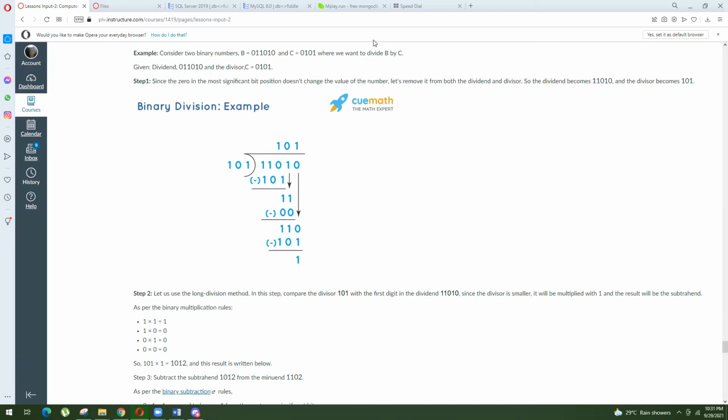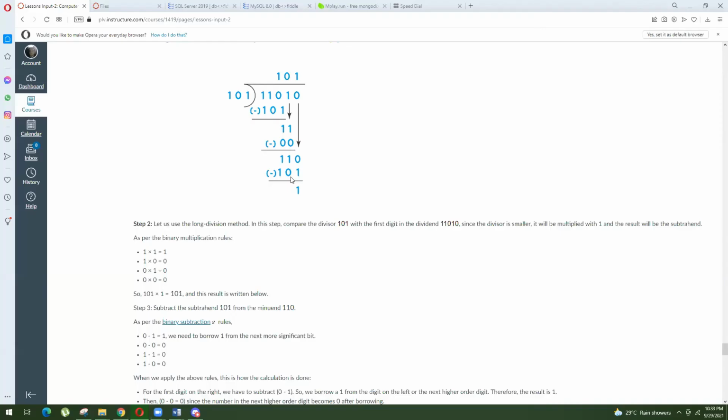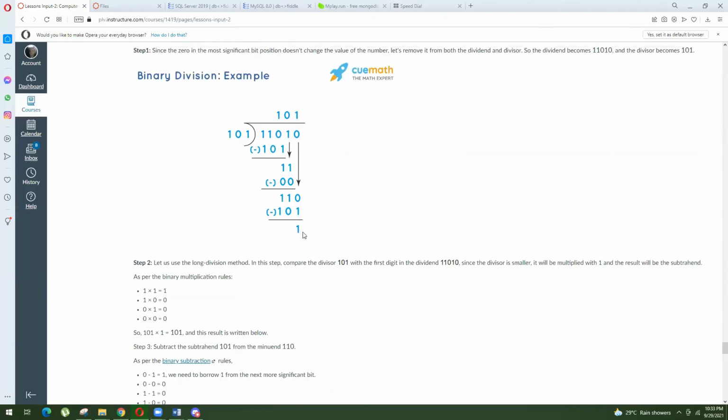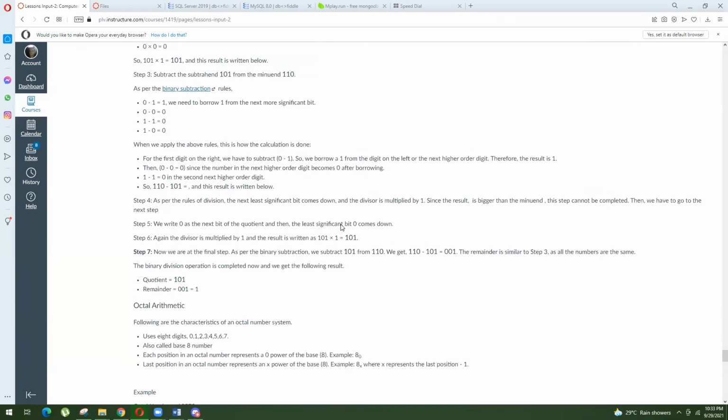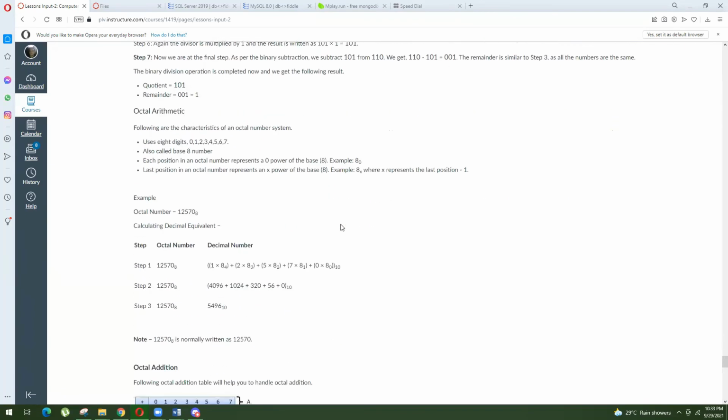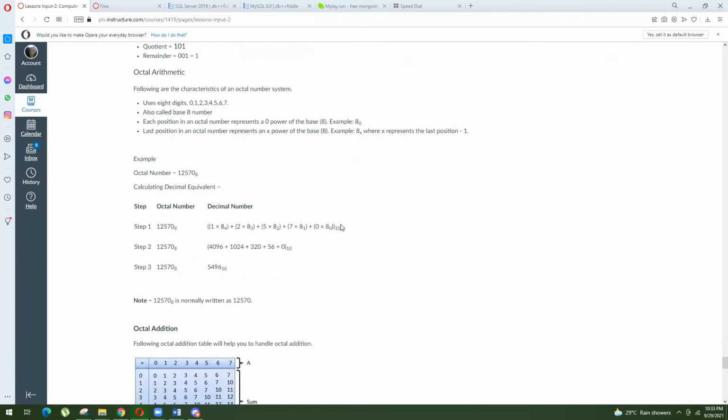So the answer is 101, but we have a remainder of 1. Okay. So that is how you would do a binary division. Octal arithmetic uses 0 to 7.